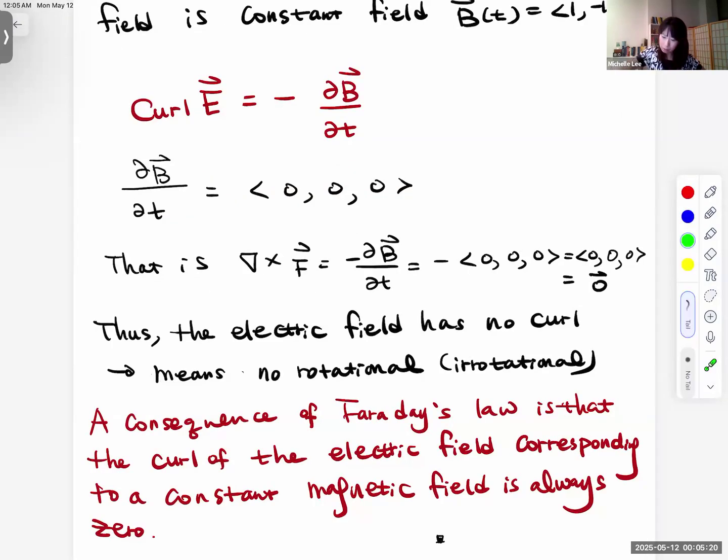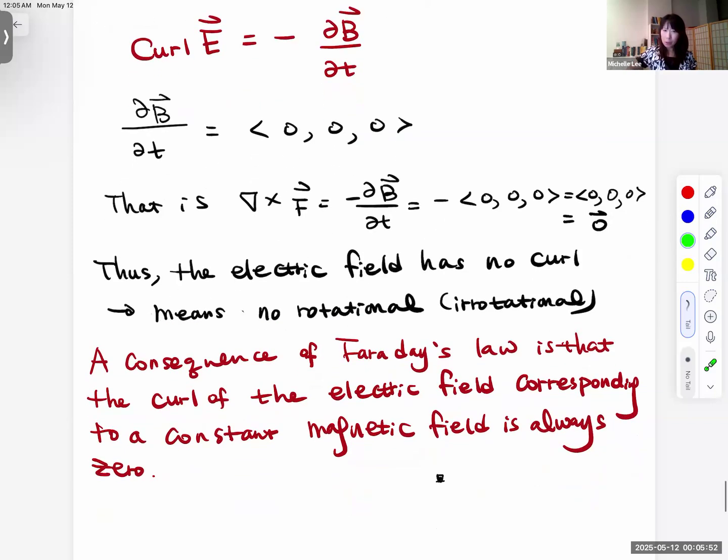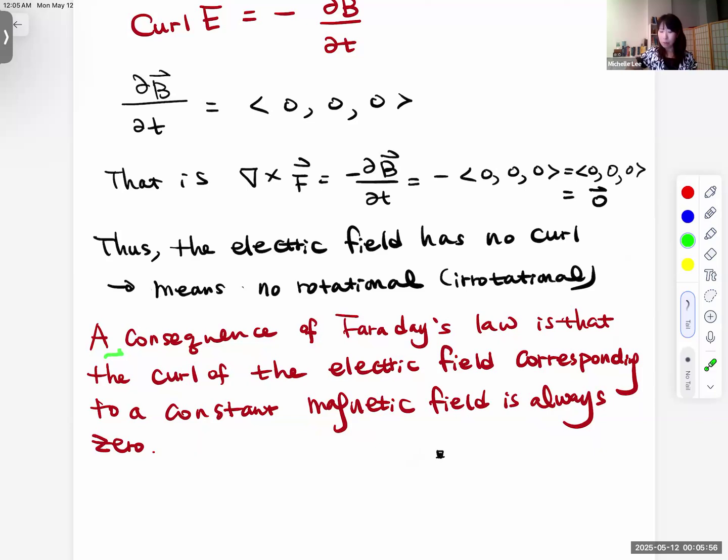Okay, so I wrote down what I said earlier. Thus the electric field has no curl because we get the 0 vector. And this means no rotation, because curl 0 means no rotation. Let's take a look at the bottom. What can we notice? A consequence of Faraday's law is that the curl of the electric field corresponding to a constant magnetic field is always 0.